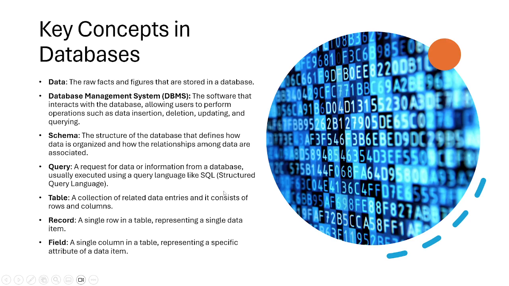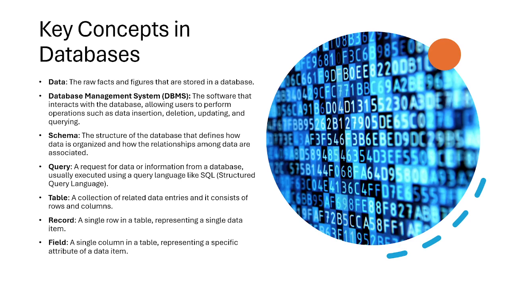Now, a query is a request for data or information from a database, usually executed using a query language like SQL. So when you try to query, you're trying to call out information or make a request to the database. It's like you're sending information to the database by writing your query. And the database is going to get your information, process it, and send it back, give you a response in terms of your results. So the best query language for relational database is known as structured query language. This is what we are going to be talking about later on. So structured query language, how you can write your query and get information from the database.